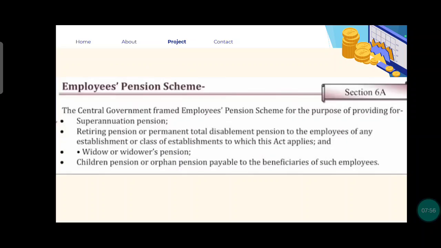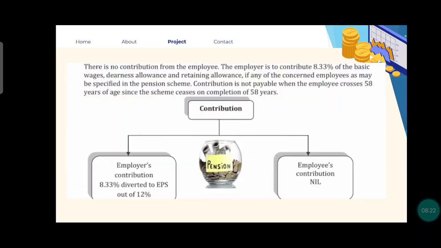Next we can see the Employees Pension Scheme. The central government framed the Employees Pension Scheme for this purpose. The benefits are: superannuation pension, retiring pension, permanent total disablement pension, widow or widower's pension, and children's or orphan pension, which are explained under section 6A.